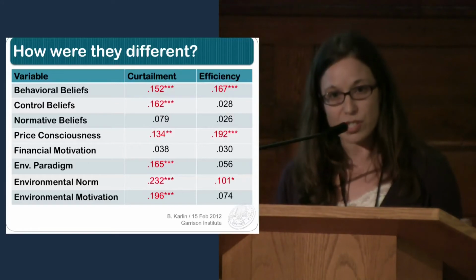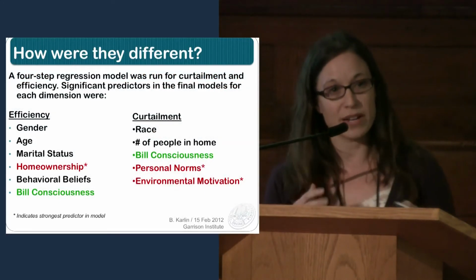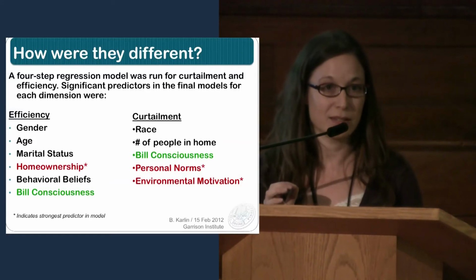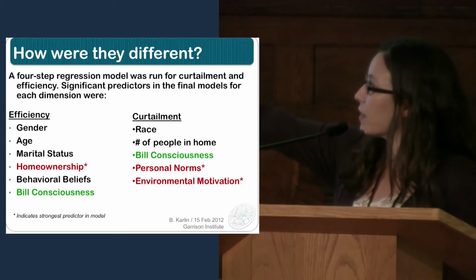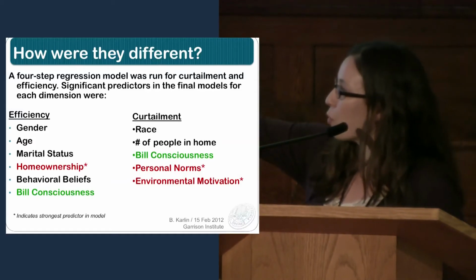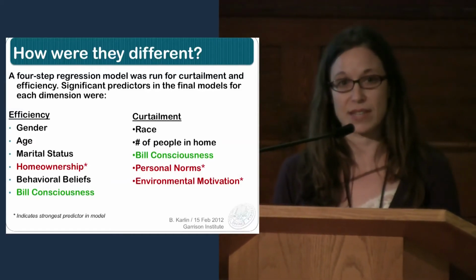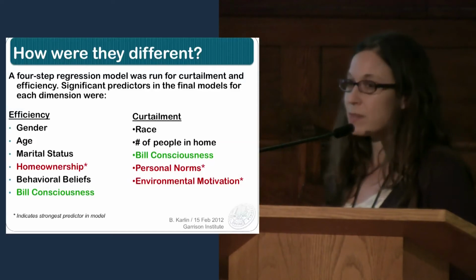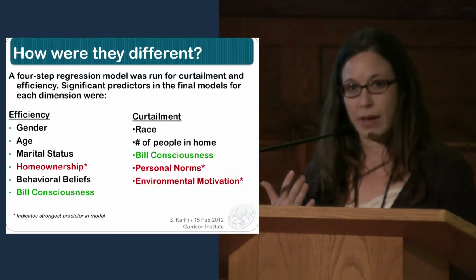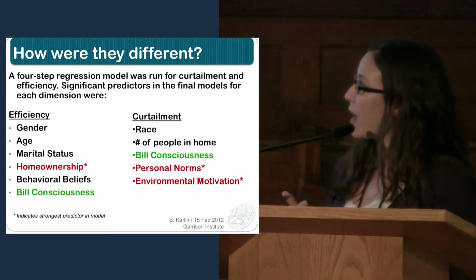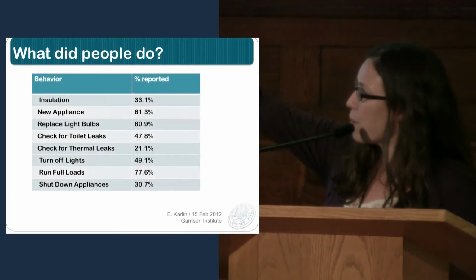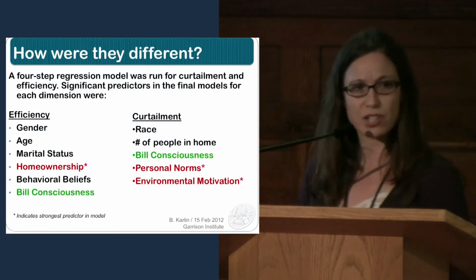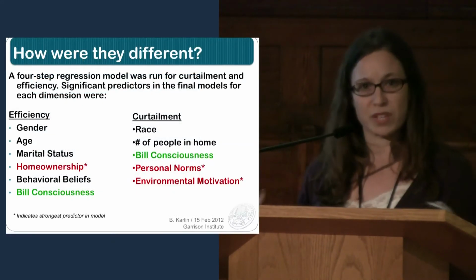But these are all bivariate correlations, so we threw everything together in a regression model, and we wanted to see, controlling for these multiple variables, which ones best predict curtailment or efficiency behavior. And so what you see here are just the significant predictors in the final model, with the ones in red or starred as the most significant. So we see on the efficiency side, the most predictive variable of whether someone will engage in efficiency behavior is home ownership. Now this makes sense when you think about solar panels and appliances, but remember the questions we asked included things like replacing light bulbs and checking your toilet for leaks. These are things that renters can do and would be in the economic interest of renters as well as homeowners. So that was actually a troubling finding to us from a prescriptive perspective.